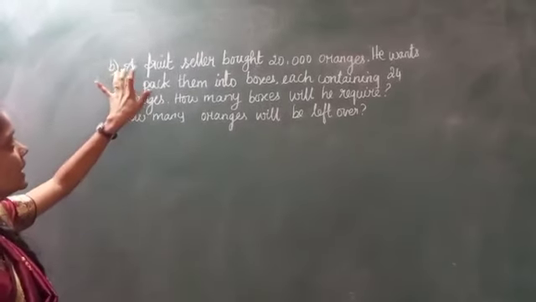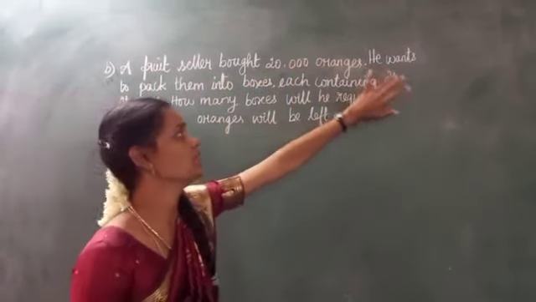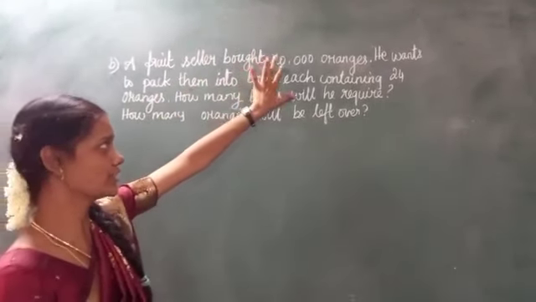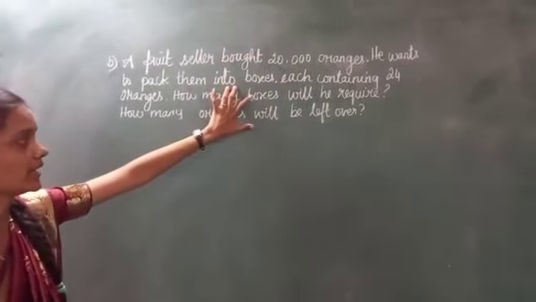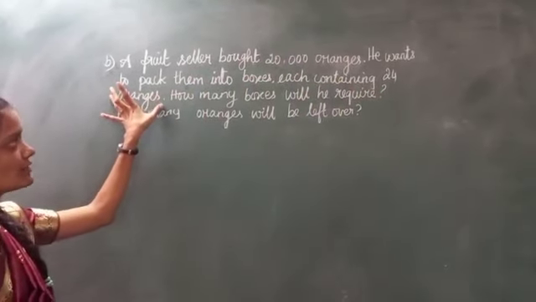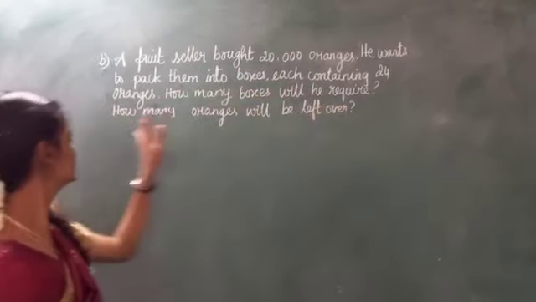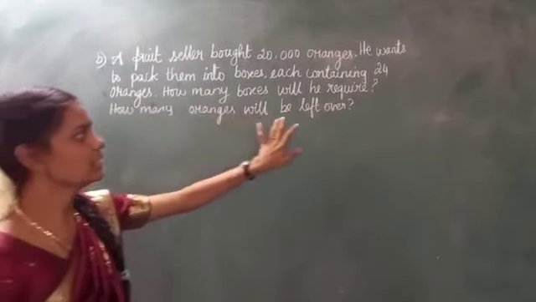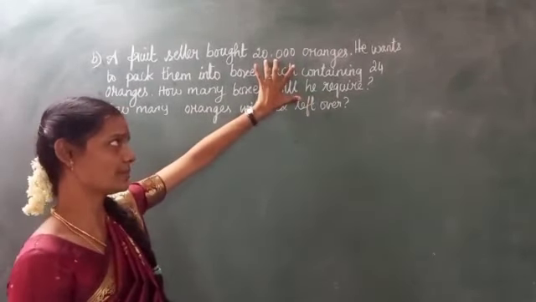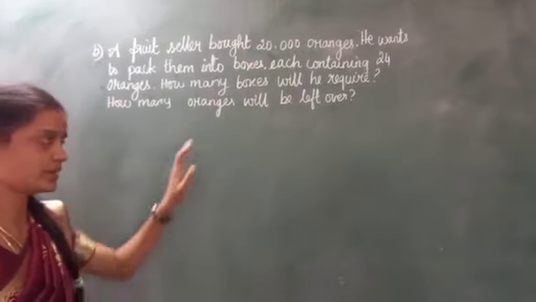Question number B. A fruit seller bought 20,000 oranges. He wants to pack them into boxes, each containing 24 oranges. How many boxes will he require? How many oranges will be left over? The question is how many boxes are needed to pack these 20,000 oranges, and how many oranges will be left as balance after packing.